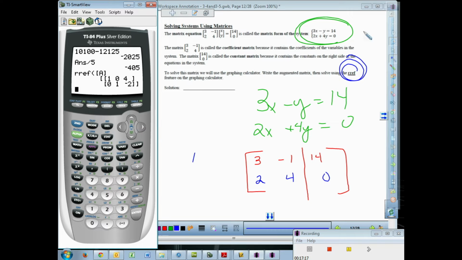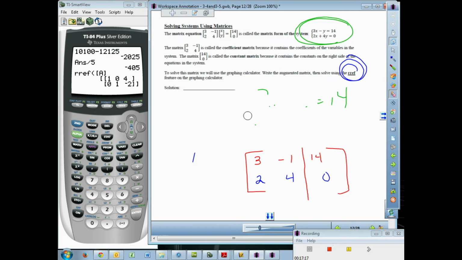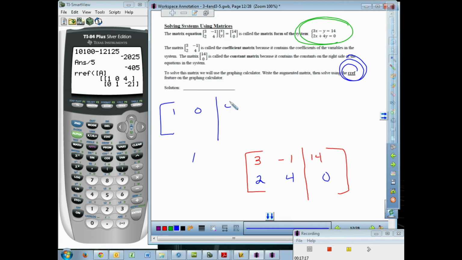Let's write it down on our paper here and see what it means. First, let me get rid of this so I have room to write. Here's what it should look like. 1, 0, 4, 0, 1, negative 2. Close the matrix. So now we have this. You should write it down. What's it mean? Remember, these are coefficients. Would you agree, don't put this on your paper, but here's an x, here's a y, and there's an equal sign, correct?